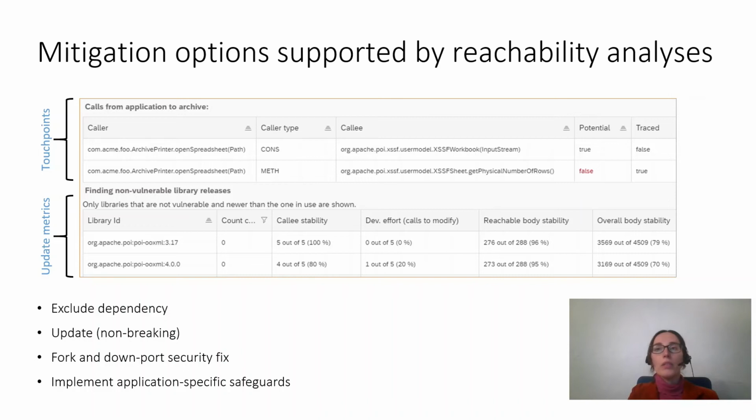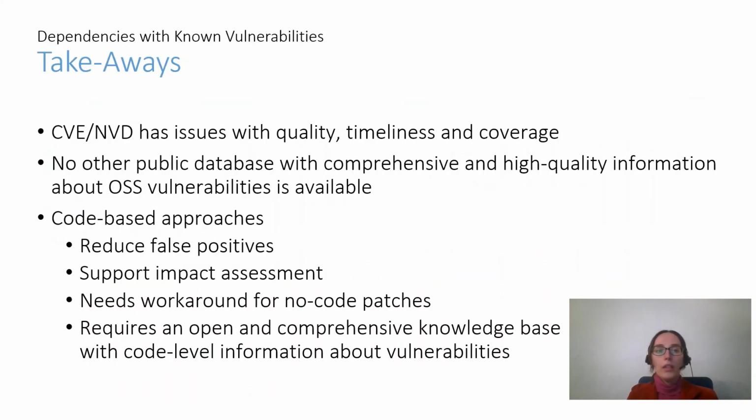And in particular, these two metrics are meant to provide an indication whether an update would likely break the application or not because of major changes. And these are meant to support the developer in deciding whether to update, or if the likelihood of breaking is very high, maybe he can decide to fork the library and downport the fix, or to implement a safeguard in the application. So what are the takeaways for dependencies with known vulnerabilities?